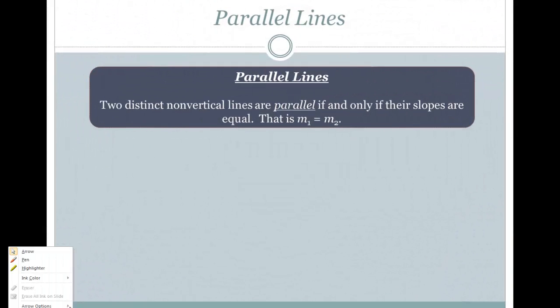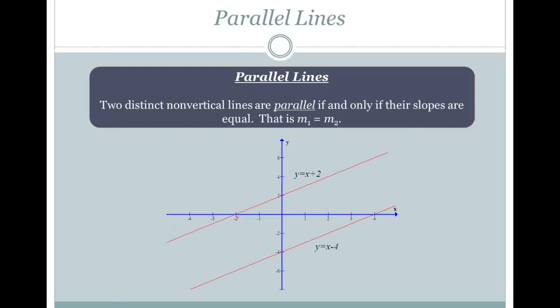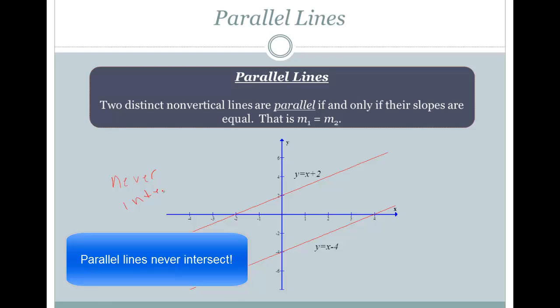Let's talk about parallel lines. Two lines are parallel if and only if their slopes are the same. That's pretty straightforward. So this is an example of two parallel lines. Notice that the slopes are the same. The only thing that's different between these two lines is that they have a different y-intercept. Other than that, the slopes are exactly the same. Those two lines will never intersect. Parallel lines never intersect. Make a note of that.